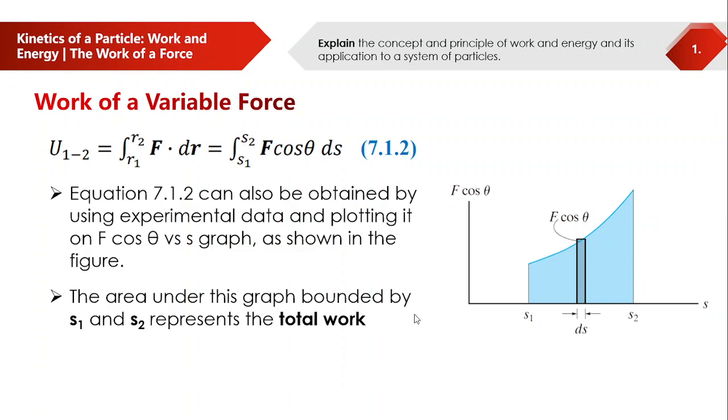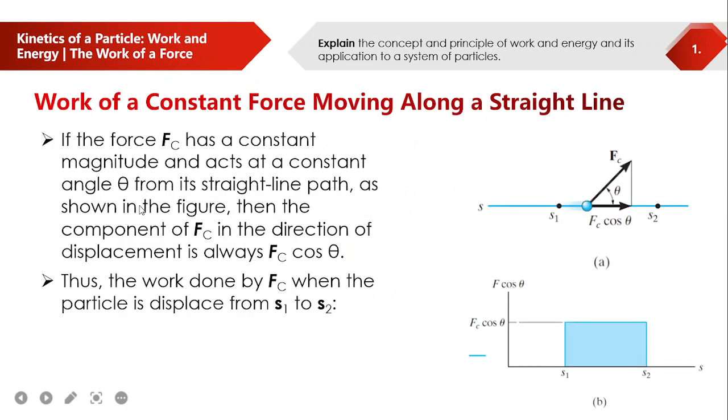Yeah, yan lang. Okay? So, what if your force is constant, no, and moving along a straight line? Paano ba yan? So, if a force F sub c has a constant magnitude and acts at a constant angle theta from its straight line path, as shown in the figure, then the component of the F sub c in the direction of the displacement is always F sub c cosine theta. Thus, the work done by F sub c when the particle is displaced from S sub 1 to S sub 2 will be this one.